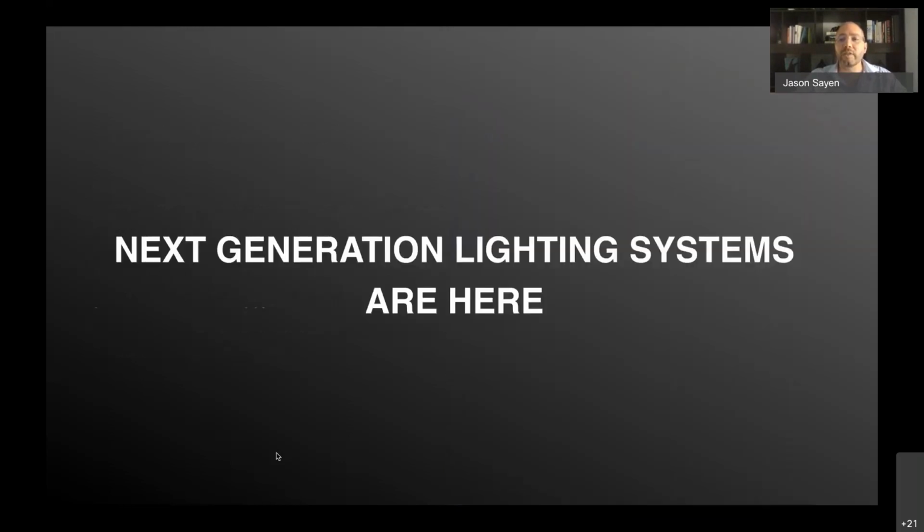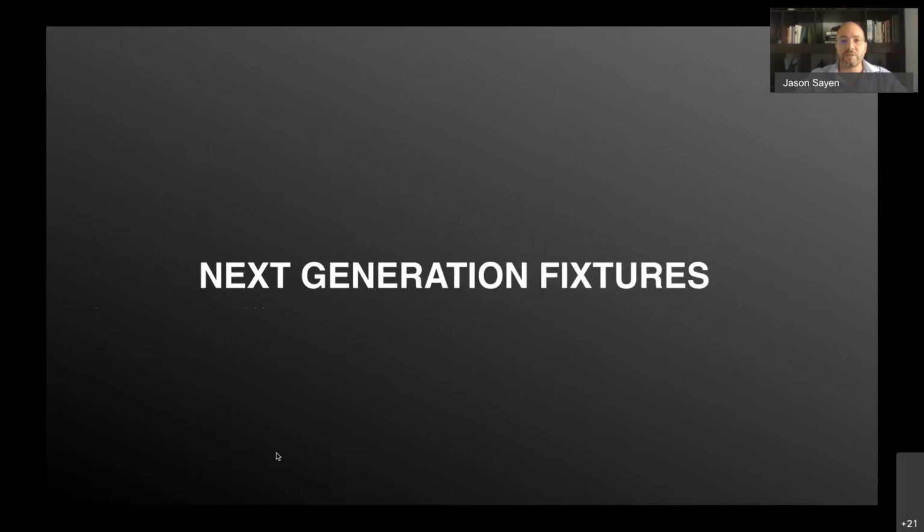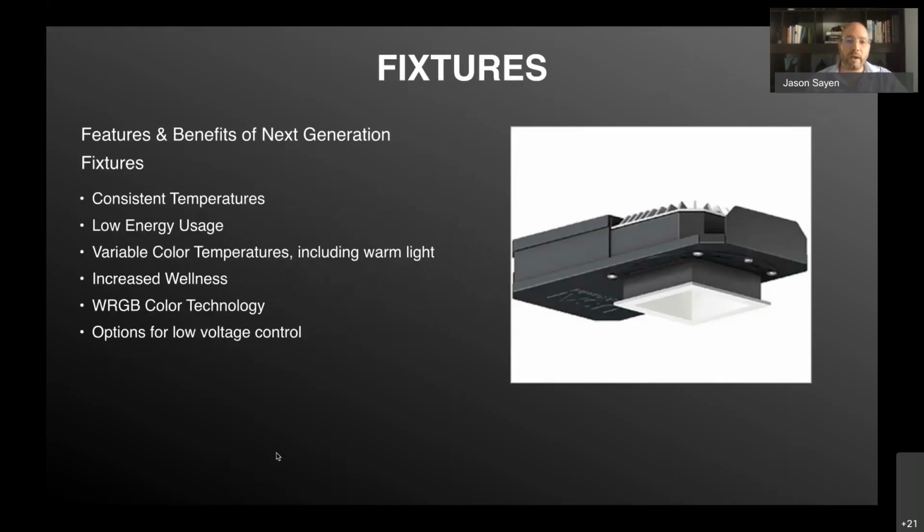So there's a lot of new technology with lighting control systems. Looking at the history, we're going to start with fixtures. And fixtures have come a long way, from the CFL and LED days. Fixtures these days have a lot of different benefits. First of all, they have consistent temperatures. So again, when you have multiple fixtures inside of a room, you want the temperatures to be consistent so everything looks the same, especially if you have lots of different colors and textures and artwork in the space.